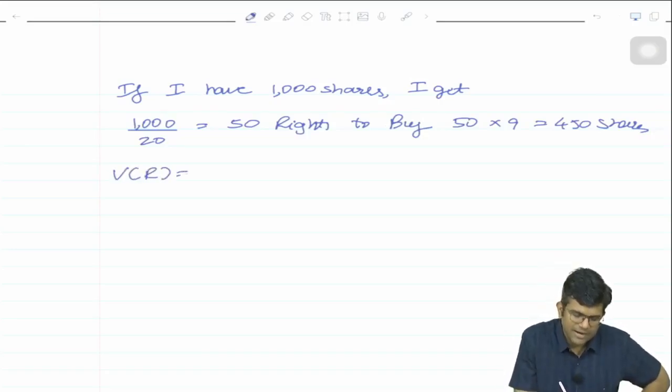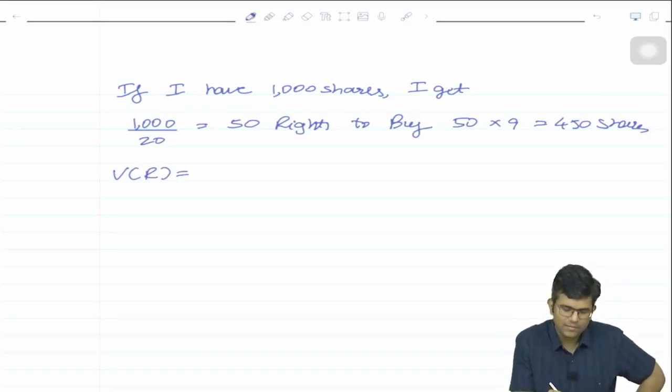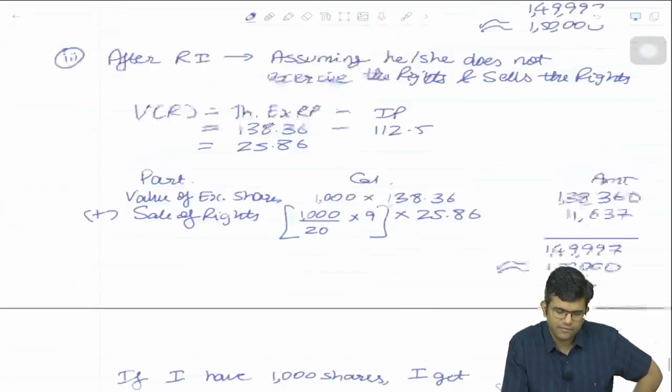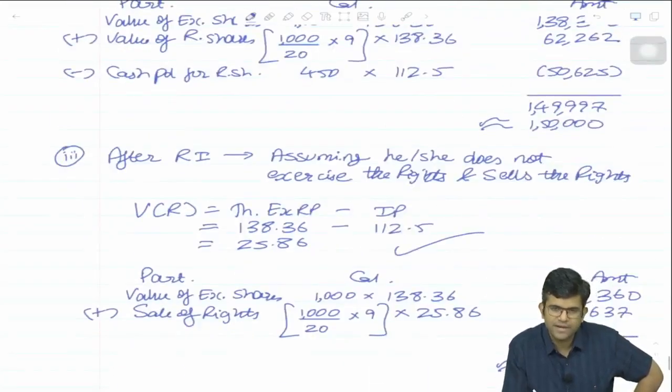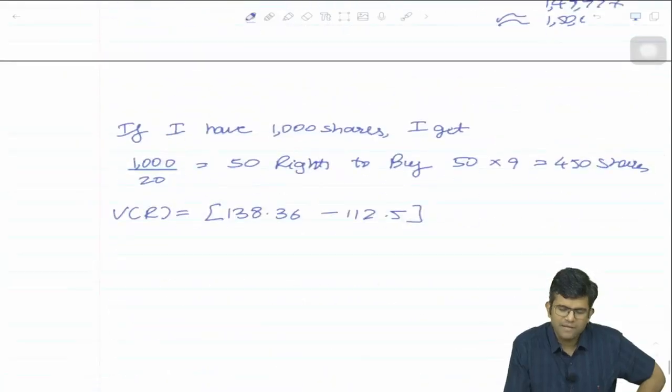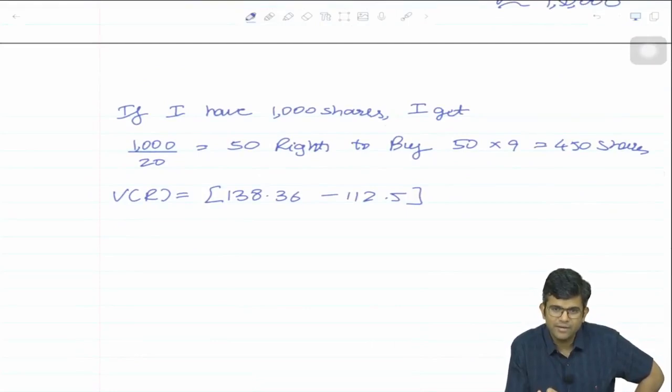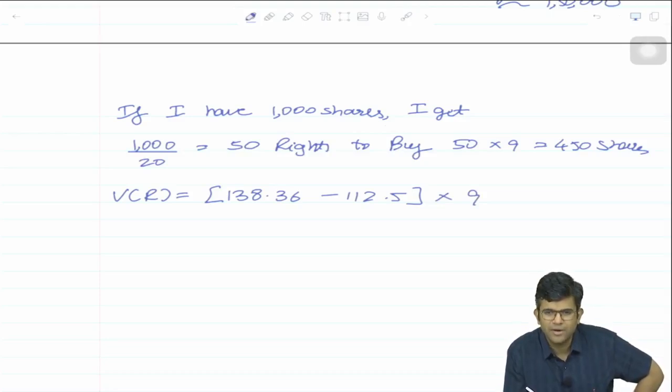Value of a right alone will be, I'll tell you what I mean by that. 138.36 minus 112.5. This we also did here. But I will say this is value of a right. Listen carefully. Value of a right per right share. In one right, there are going to be 9 such shares. I hope you are understanding.